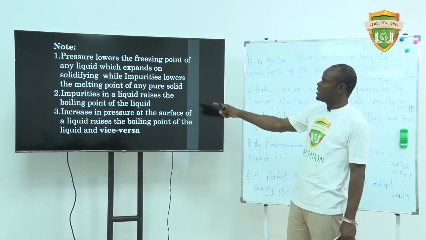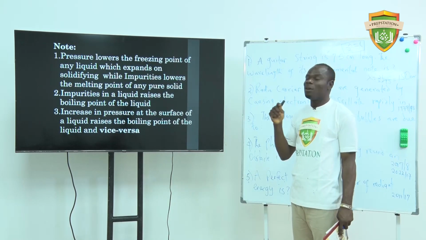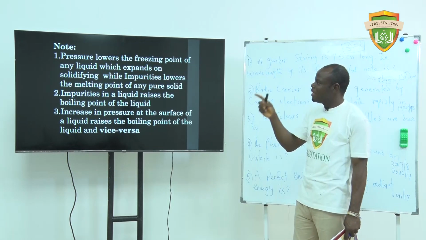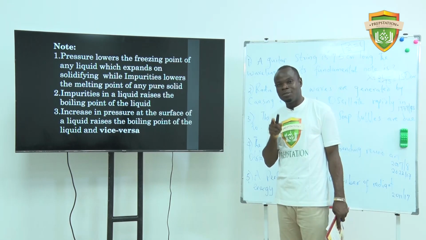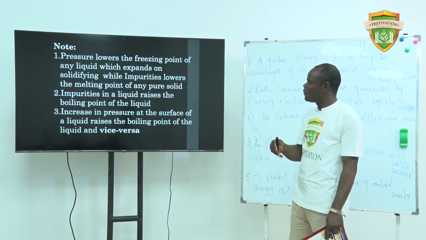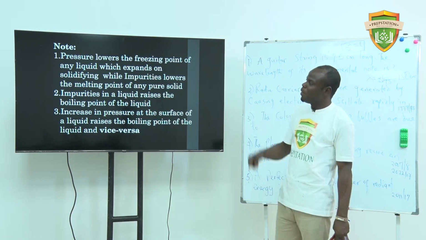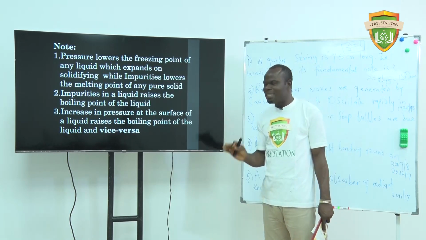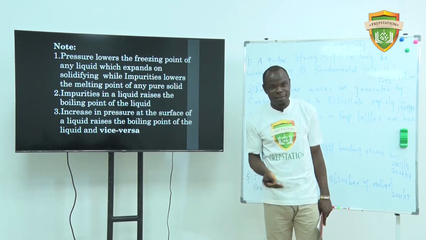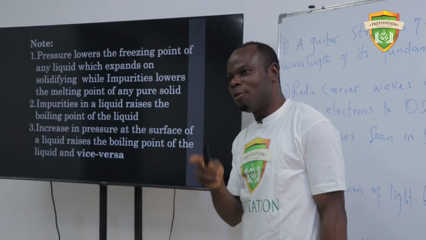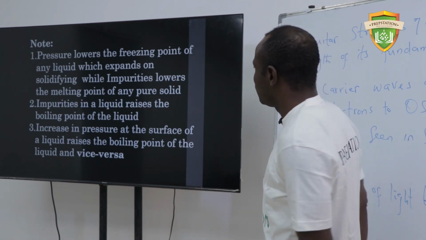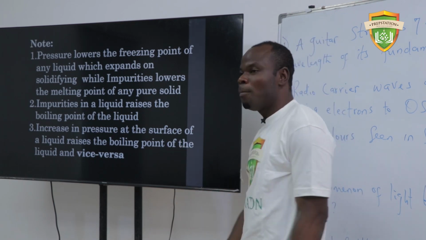So, impurities lower the melting point of any pure solid. Once there is impurity, then the melting point is going to be reduced. You can see those questions flowing from different angles while you are writing your exam. Number 2, impurities in liquid raise the boiling point of the liquid. Once there is impurity, you rest assured that the boiling point of that liquid will definitely rise up.